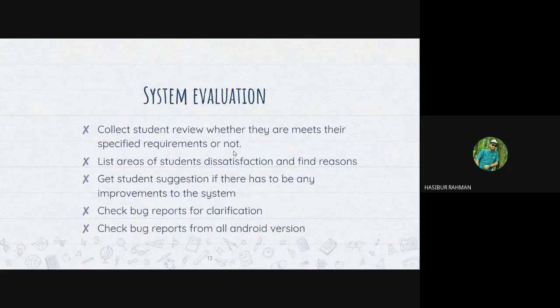Now system evaluation. In this procedure of our system, we have to collect student reviews on whether they are meeting their specified requirements or not. Then we have to list areas of student dissatisfaction and find the reasons. Then we have to ask for student suggestions if there are any improvements, and then we have to check bugs and report for clarification.